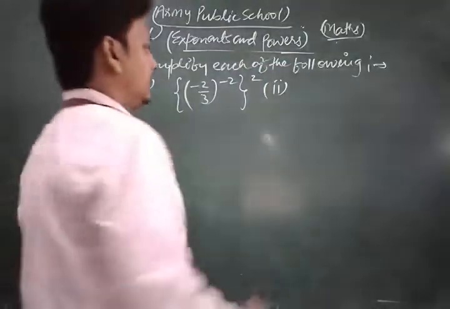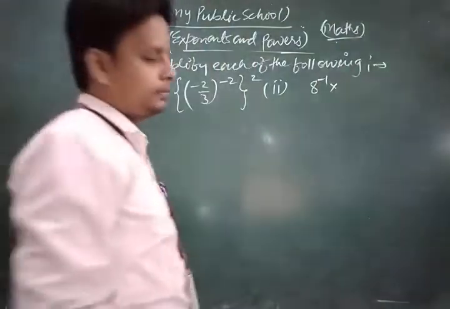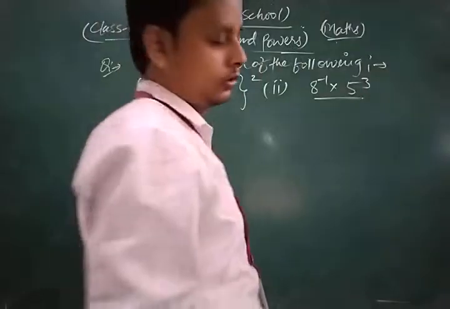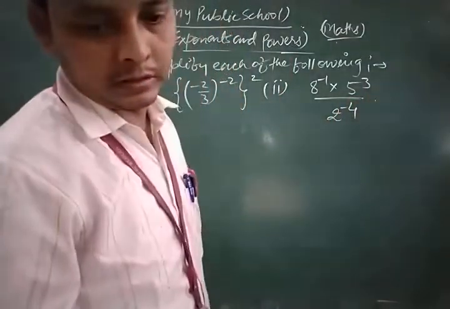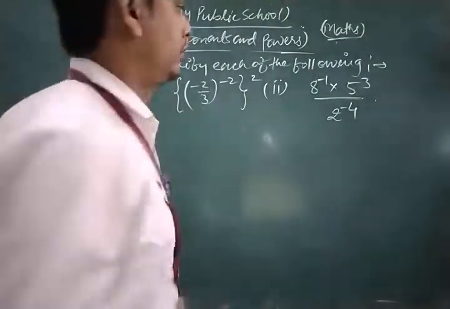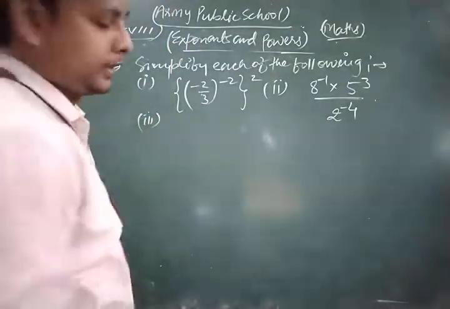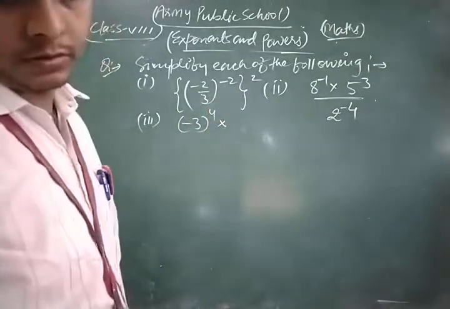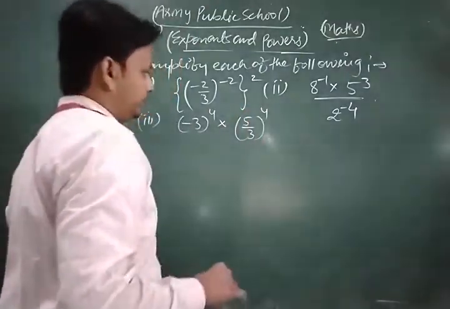Now the next one is 8^-1 × 5^3 upon 2^-5, sorry, 2^-4. The third is (-3)^4 × 5^3 upon 3^4, with power 4.